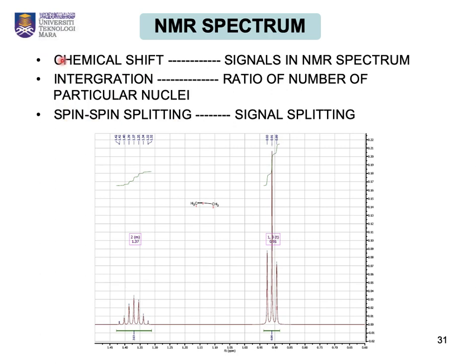The chemical shift is actually the signals in the proton NMR spectrum, which you can say is the frequency of a particular proton or particular nuclei. The second one is integration, which tells us the ratio of the number of particular nuclei. And the third one is the spin splitting, which is the signal splitting in the case of a neighboring proton. So one by one we will see all these major components of the NMR spectrum.